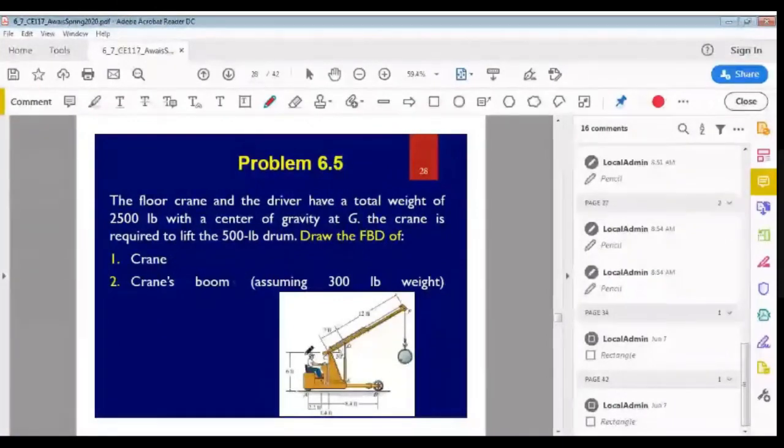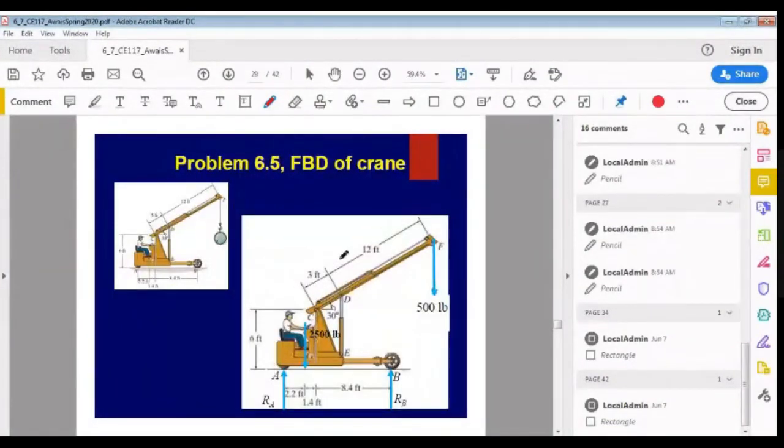First of all, I have to draw the free body diagram of this complete crane, and then he is asking us to draw another free body diagram of the boom, crane boom only. So draw the free body diagram of this part of the crane, assuming that this boom is of weight 300 pounds. Okay. So first of all, let's draw the free body diagram of this complete crane. So first of all, draw the crane in itself. So this is how I have shown the crane in itself.